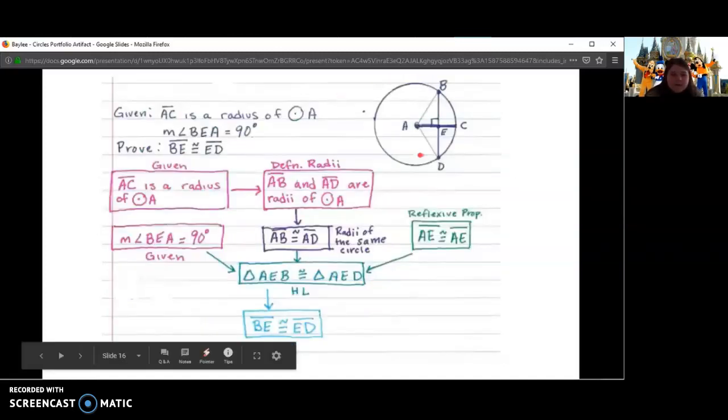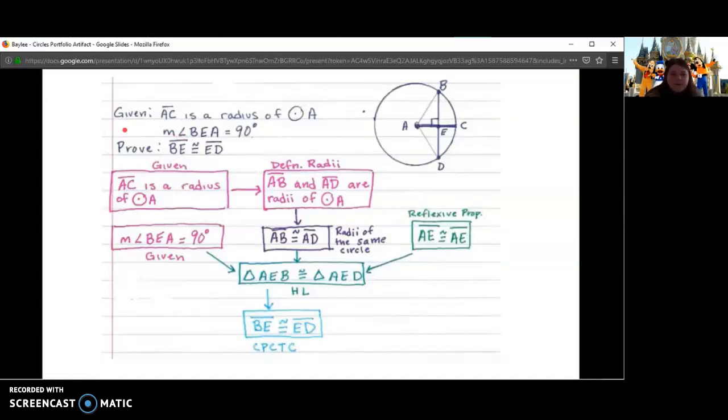Here's another example. We have the given information. This is more like a flow proof, is that AC is the radius of circle A, and we also are given that measure of angle BEA is equal to 90 degrees. We're trying to prove that BE and ED are congruent.